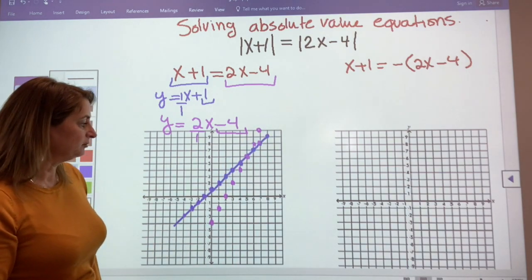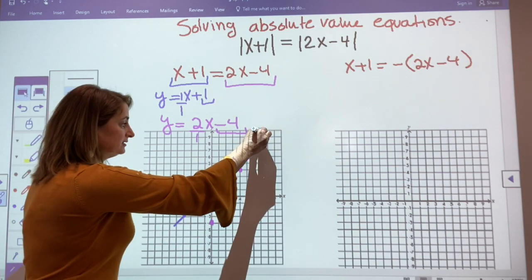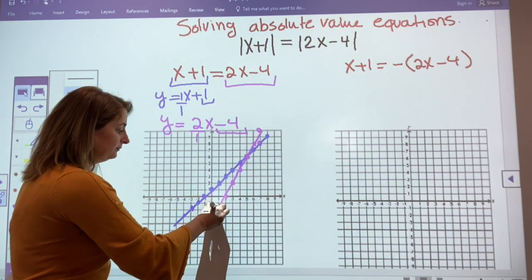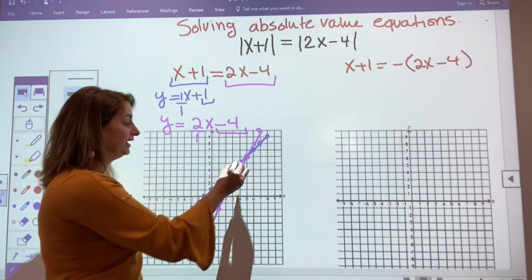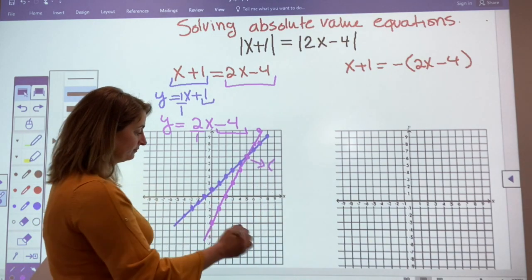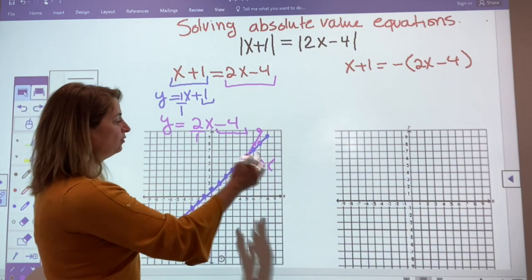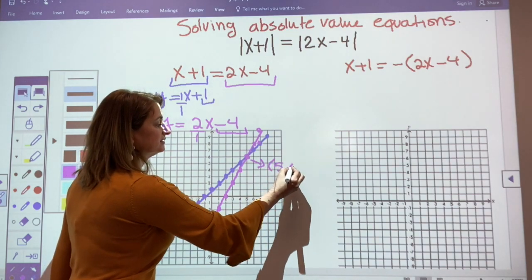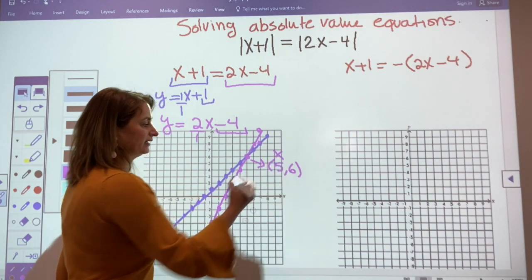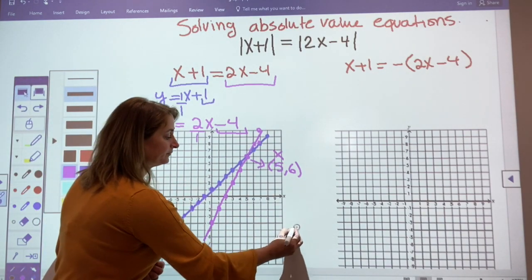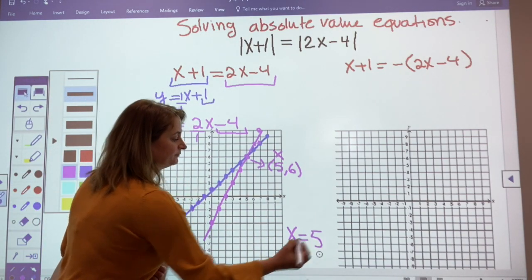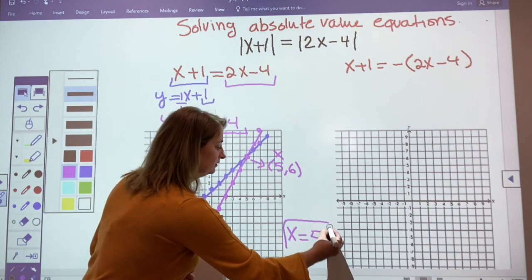I don't need to continue because I see where they crossed. So when I connect them, it made a linear equation, but those two lines intersected at x is 5, y is 6. So 5, 6. But I only need the value of x. So the solution for the first system is x equals 5. So that's your first value of x.